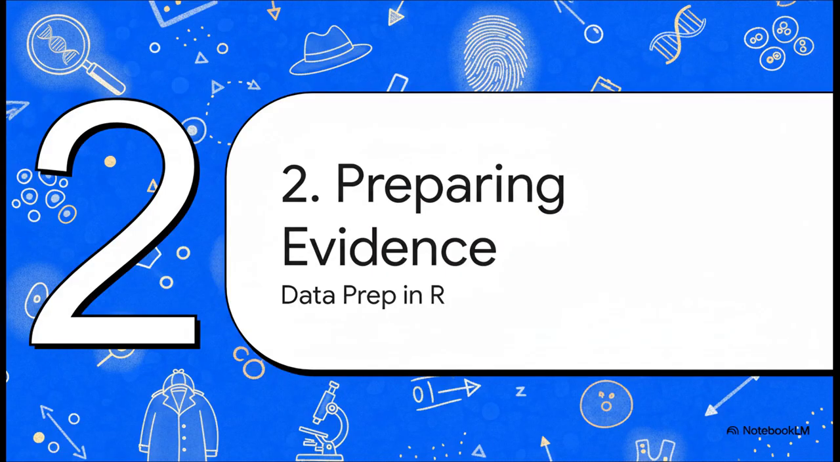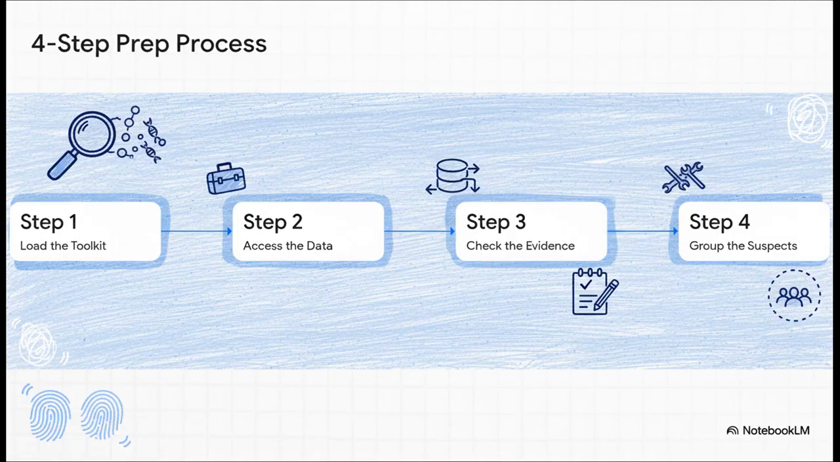Now, before any detective can start connecting the dots, they have to get their clues organized. For us, that means we're going to use the programming language R to get this massive data set all cleaned up and ready for inspection. And our prep work breaks down into 4 really clear steps. First, we load our toolkit, then we access the data files, we'll do a quick check on the evidence to make sure everything's there, and finally, we'll group our suspects, in this case, our patient samples.